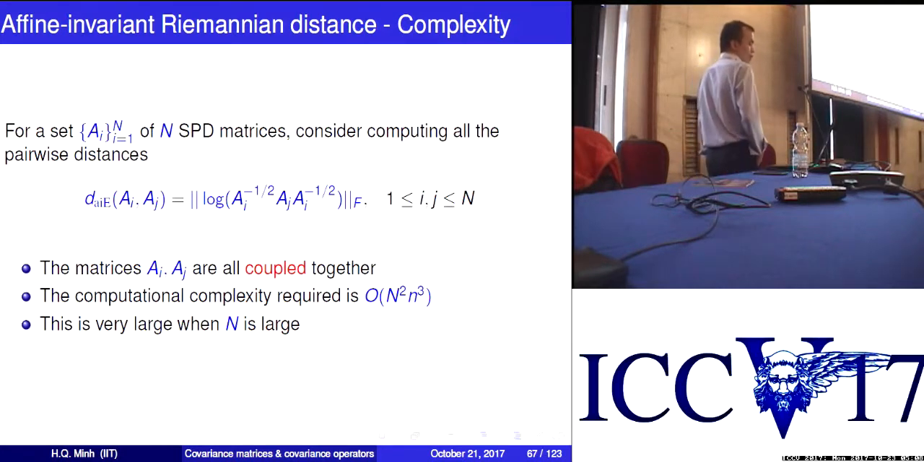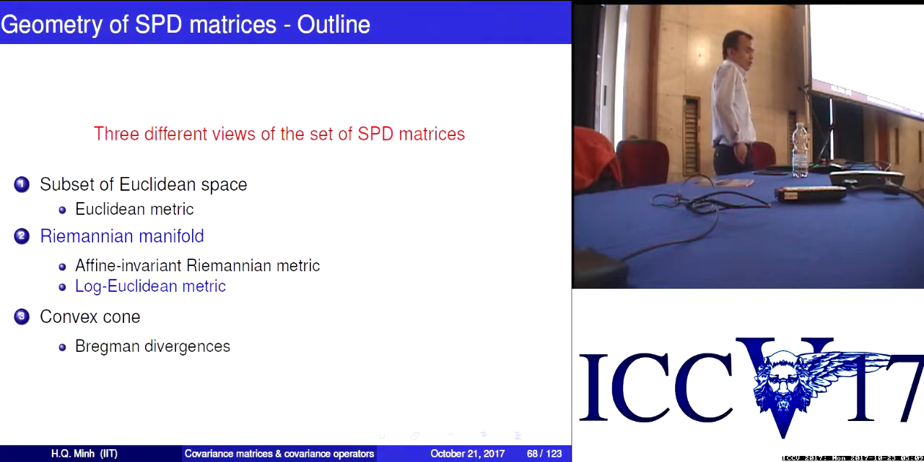So if we have a set of n SPD matrices, and we want to compute all the pairwise distances, we have to compute that formula for every pair A_i and A_j. The matrices A_i and A_j are coupled together in this formula, so we have to do this for every pair. So the computational complexity is O(N^2 times n^3). It's quite large when N is large because it scales with N squared. This computational complexity is one reason why people have considered other metrics as well. That is one of the motivations for the log Euclidean metric.